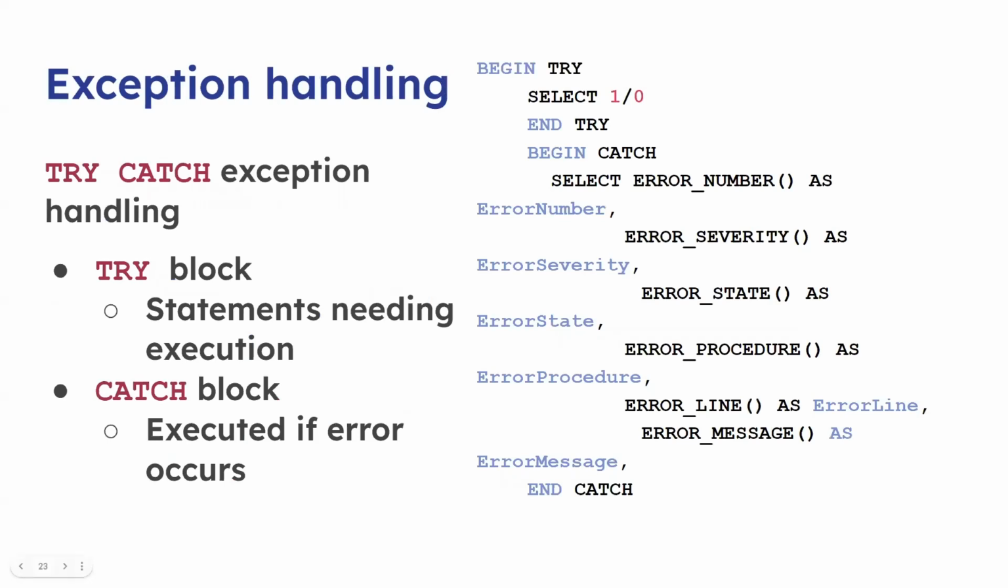Finally, we have exception handling. So when an error occurs in SQL queries, SQL uses try-catch exception handling. The try-catch construct handles exceptions in the server. The try block contains all statements that need to be executed, and the code in the catch blocks is executed if failure or an error occurs.